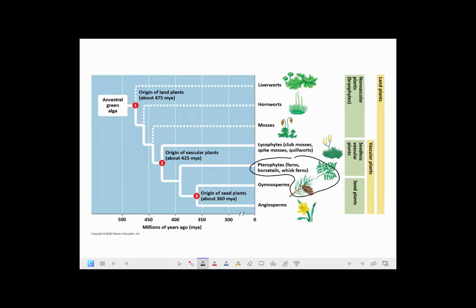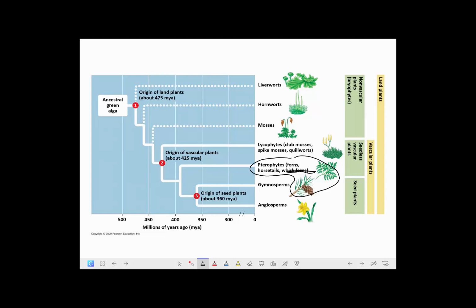Horsetails, subject of the current thing we're paying attention to. And whisk ferns, which are tropical plants. They're cool, but they occur in greenhouses, but not in Ohio naturally, so forget them for now. The horsetails are strikingly different from typical ferns.